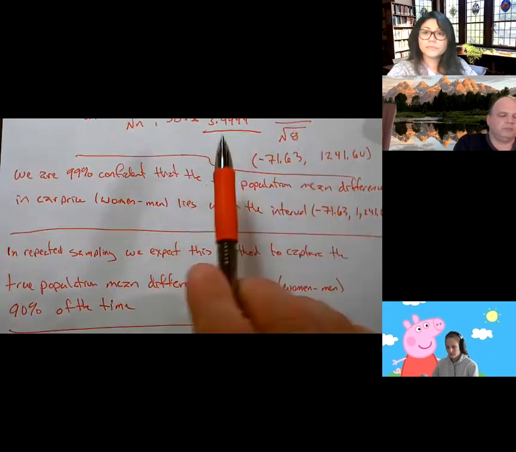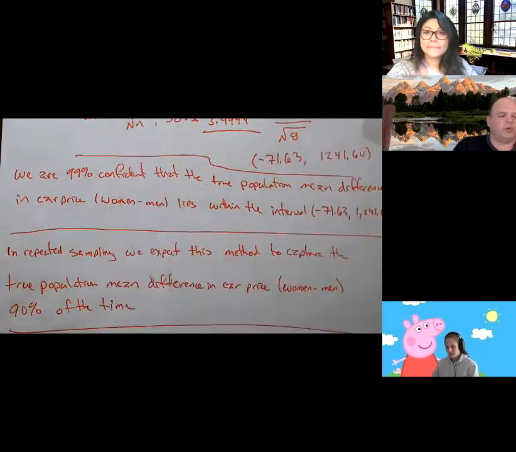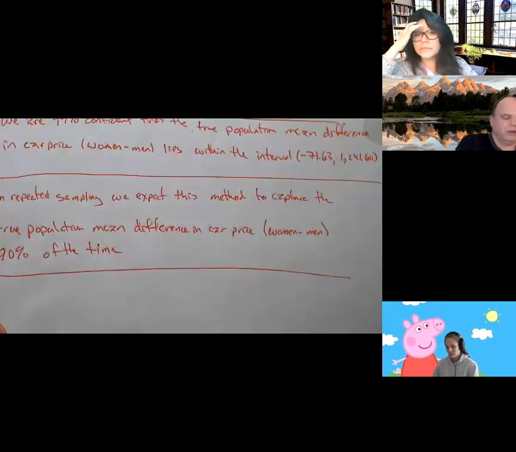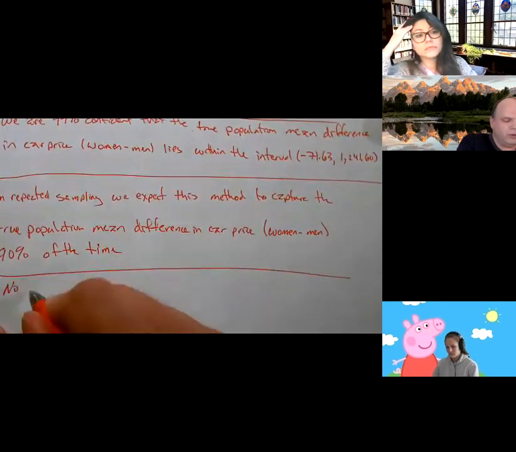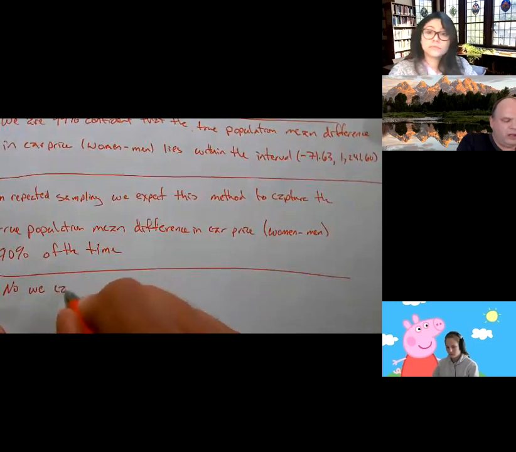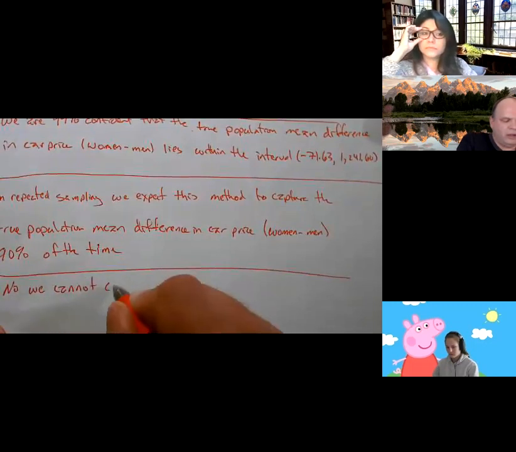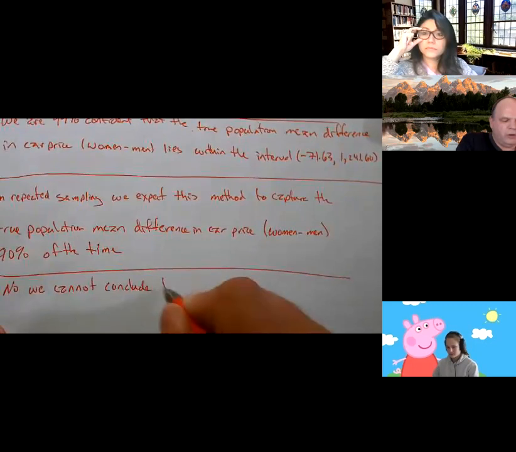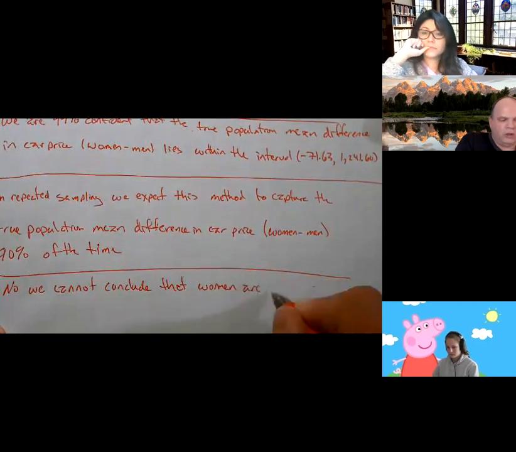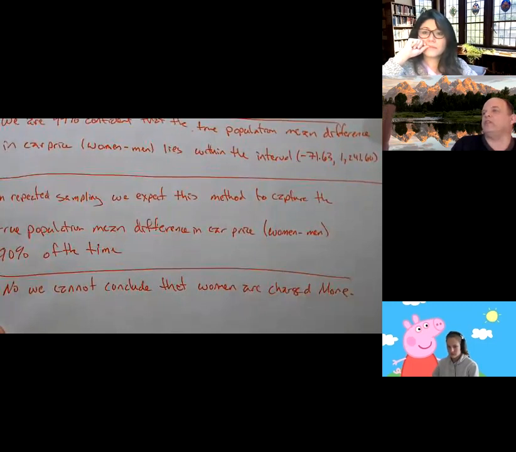Finally, can one conclude that women are charged more for the same car model? No. We cannot conclude that women are charged more. Great, that's right. You got no credit. Why? You had a 50% chance of guessing that. You have to justify it. So no, we cannot conclude that women are charged more.